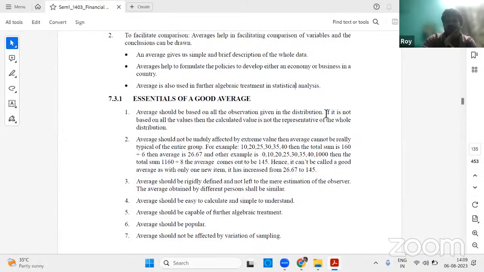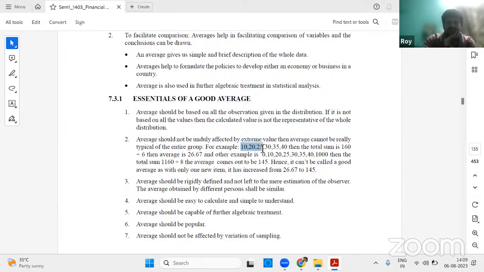An average should be based on all the observations given in the distribution. This is important: all the observations. Second point, it should not be unduly affected by extreme values. Otherwise the average cannot be really typical of the entire group. For example, what is the average value of these?